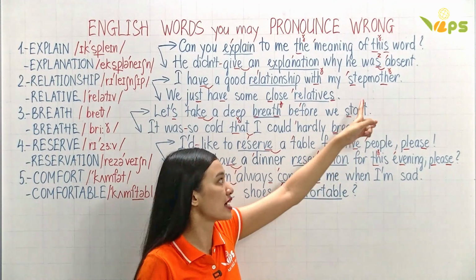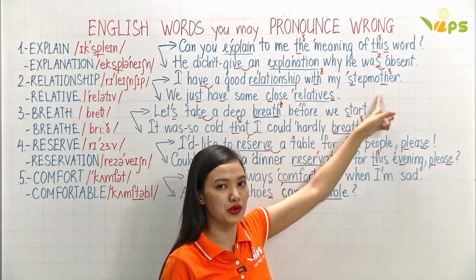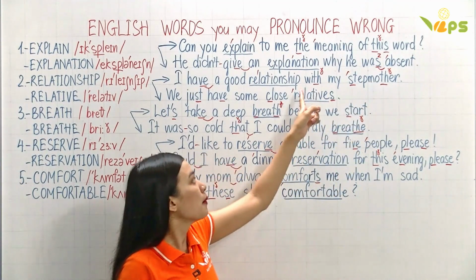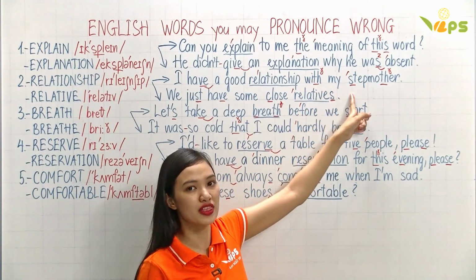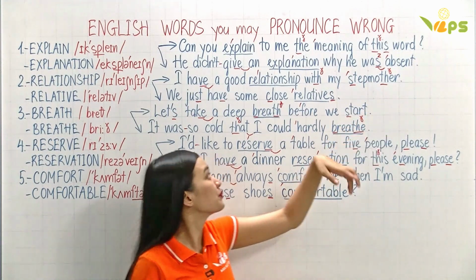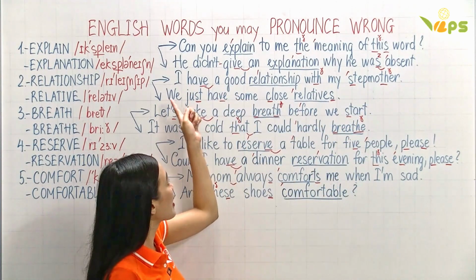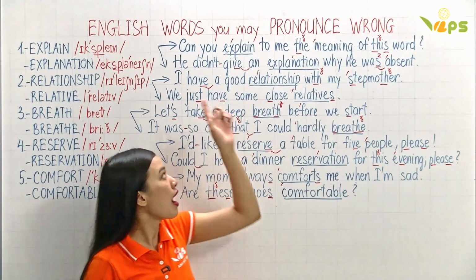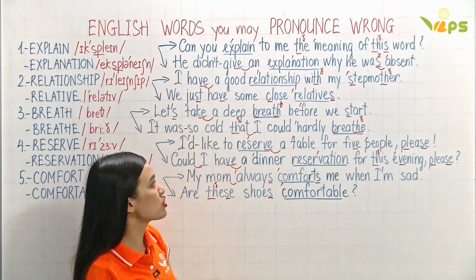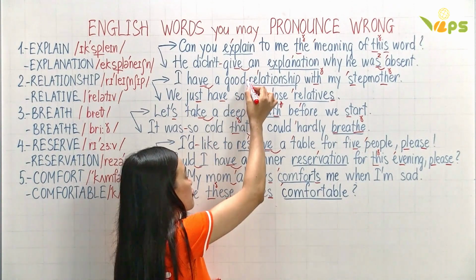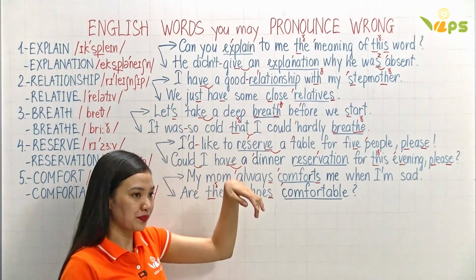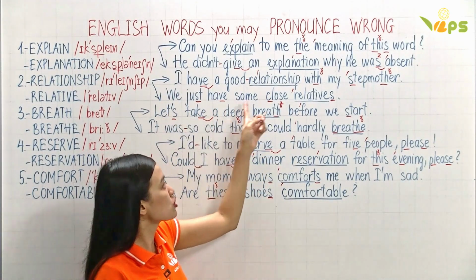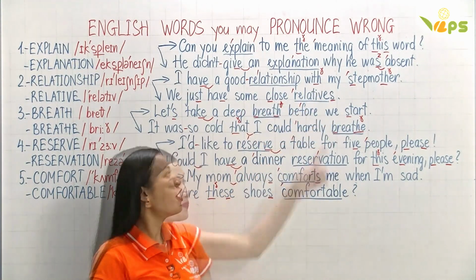Stepmother. Remember TH here, mother, stepmother. With my stepmother. I have a, link them together. I have a good relationship. Good here, you don't have to pronounce D. Good relationship. I have a good relationship with my stepmother.